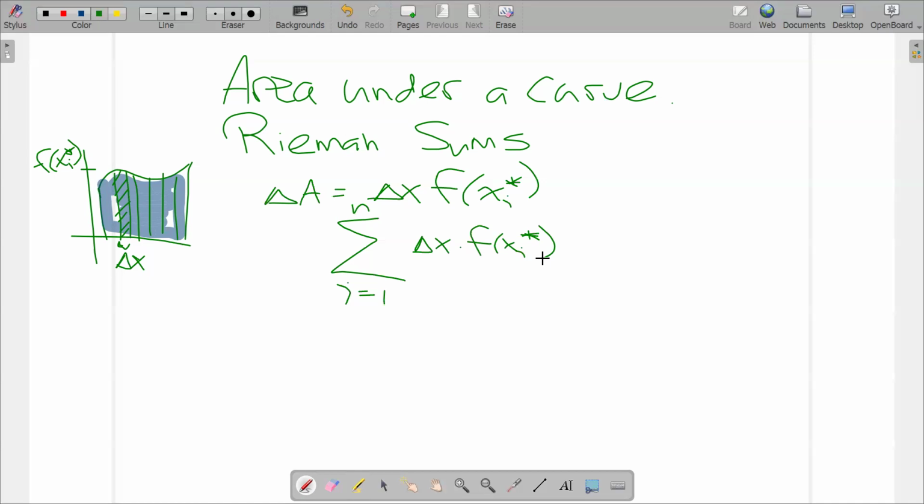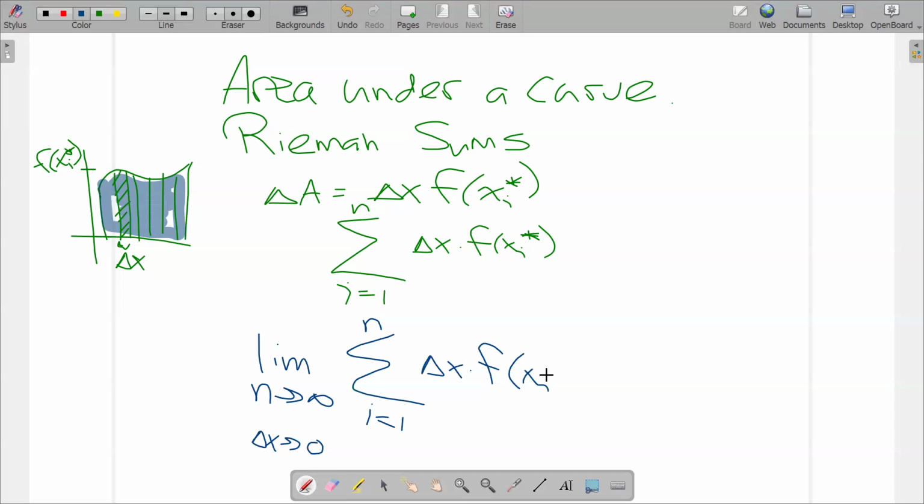Then ultimately, what we want to do is take the limit as n goes to infinity. If n is going to infinity, that means delta x is going to 0 at the same time as this sum. And this limit right here is the definition of the definite integral. If we can figure it out, it is the integral as x goes from a to b of this function. And that's that notation again for the definite integral.